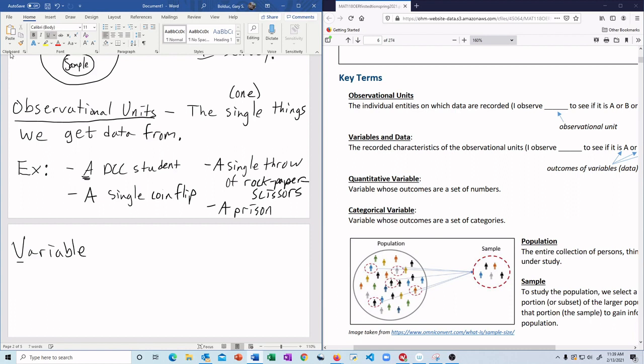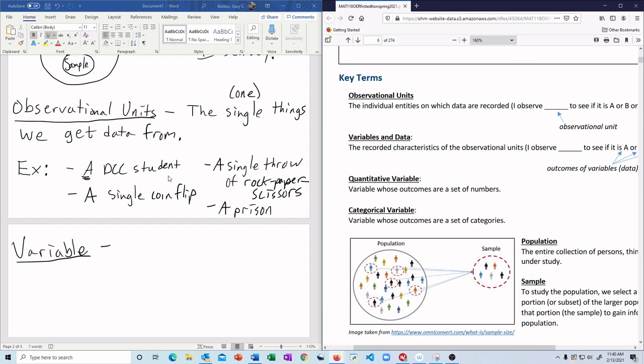So what's a variable then? Right? So let's read it. The variables, the recorded characteristics of the observational units. That's a math definition. So again, let's put this in our own words. The recorded characteristics, that's the key word here, characteristics of the observational unit. So it's connected to observational unit.